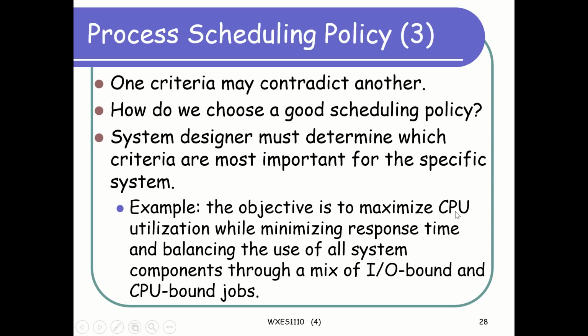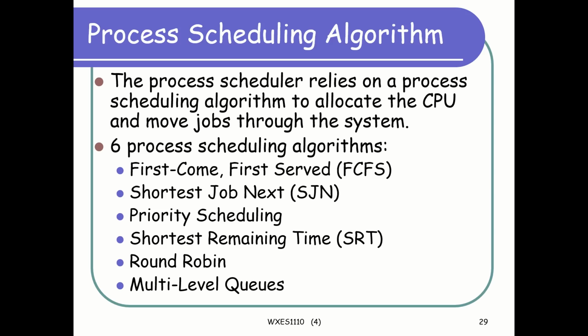For example, the objective is to maximize CPU utilization while minimizing response time and balancing the use of all system components through a mix of input-output bound and CPU bound jobs. The process scheduler relies on a process scheduling algorithm to allocate the CPU and move jobs through the system. You have six process scheduling algorithms: first come first serve, shortest job next, priority scheduling, shortest remaining time, round robin, and multi-level queues.